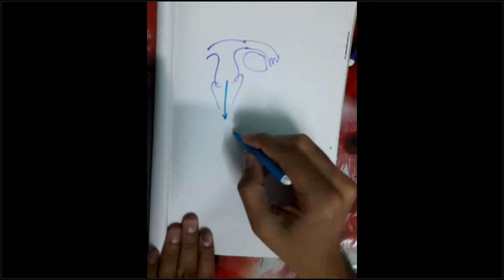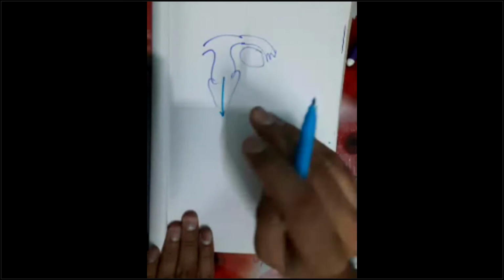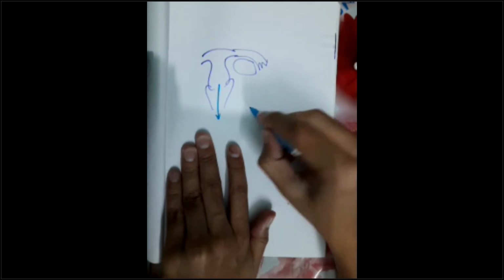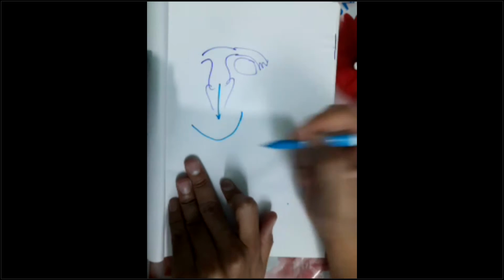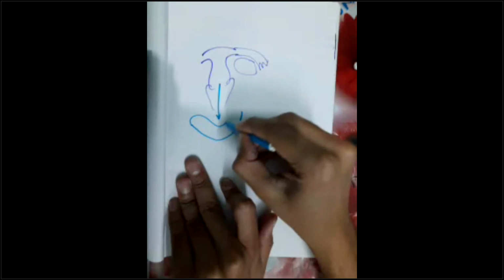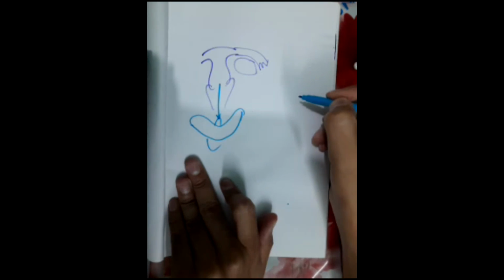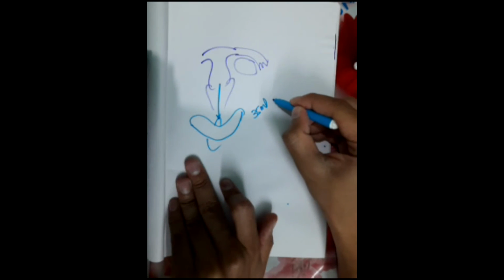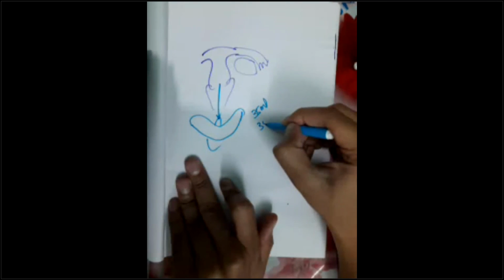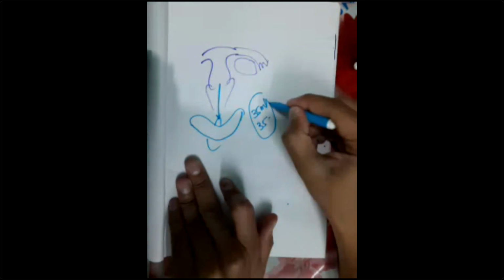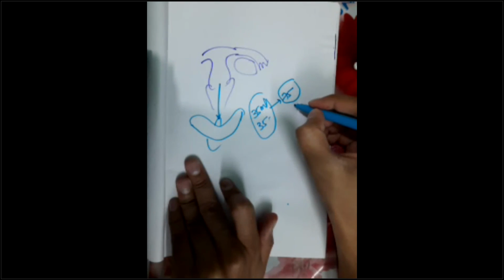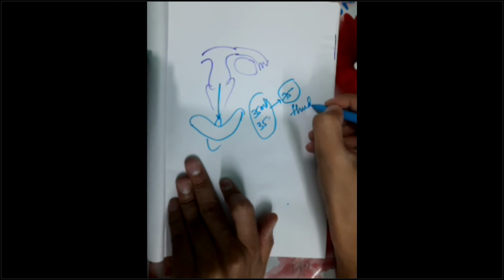If there is excessive bleeding, what is the normal amount of bleed? My menstrual fluid, what will it have inside the pad? It will have 35 ml of blood and 35 ml of serous fluid. So 70 to 75 ml of fluid will be there, in the form of clots.